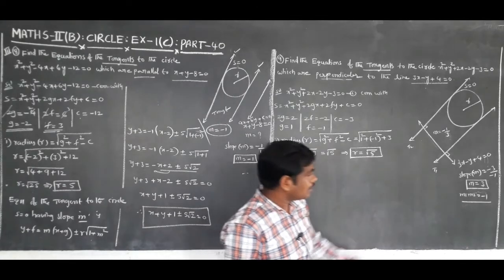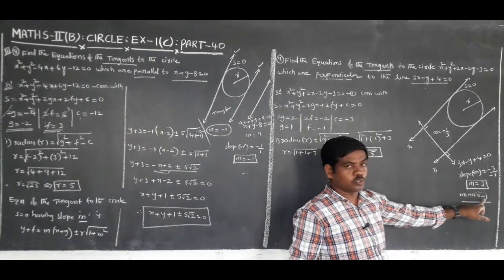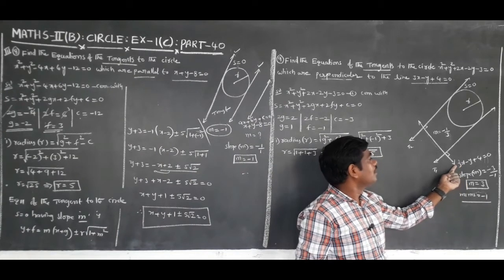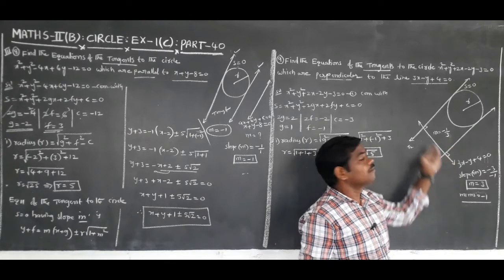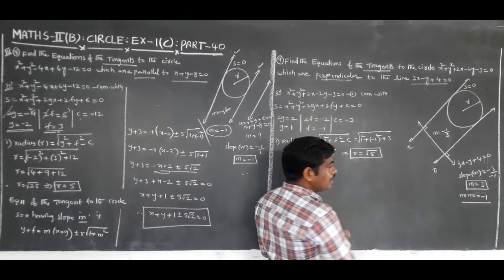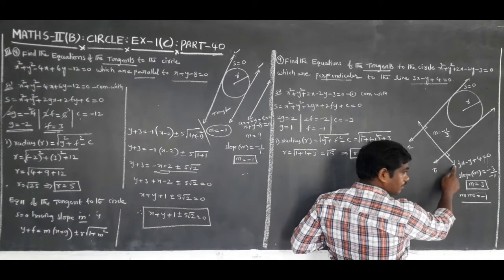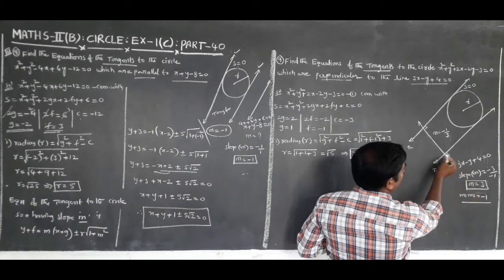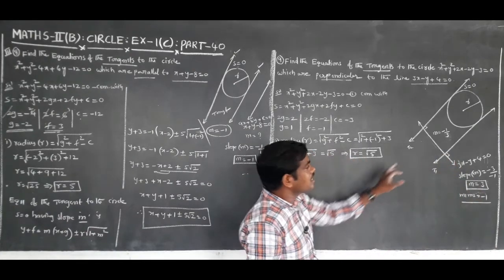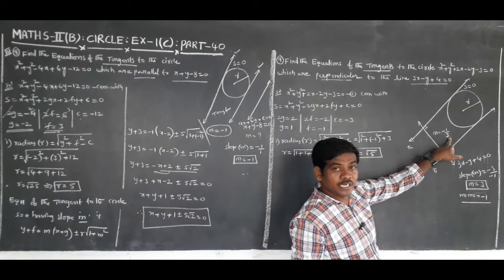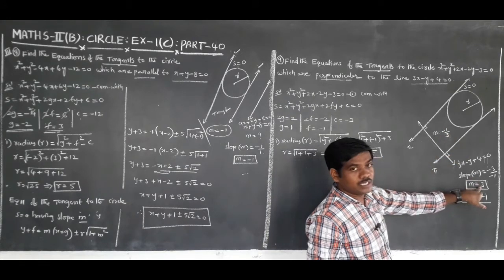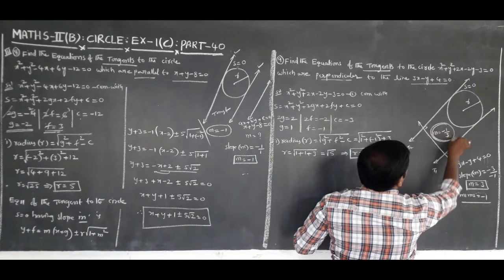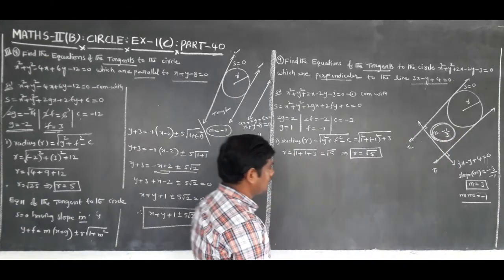If two lines are perpendicular, then the product of their slopes is equal to minus 1. If m is the slope of the first line, the slope of the perpendicular line is minus 1 by m. Here m is the slope of the given line, m is equal to 3. So the slope of the perpendicular line is minus 1 by 3. The slope of the tangent is minus 1 by 3.